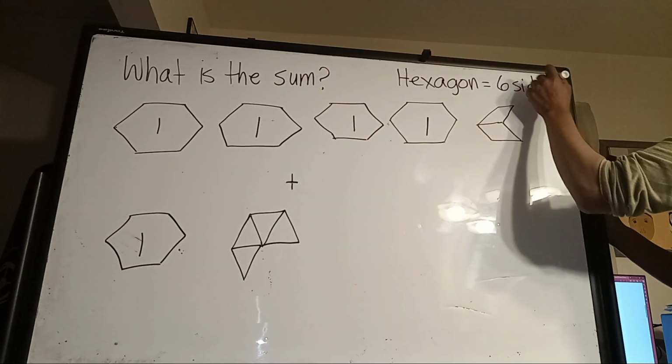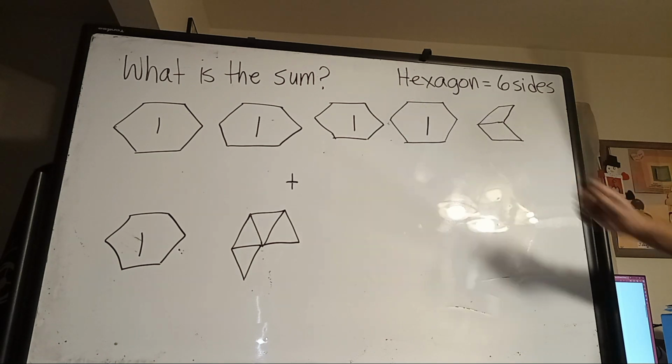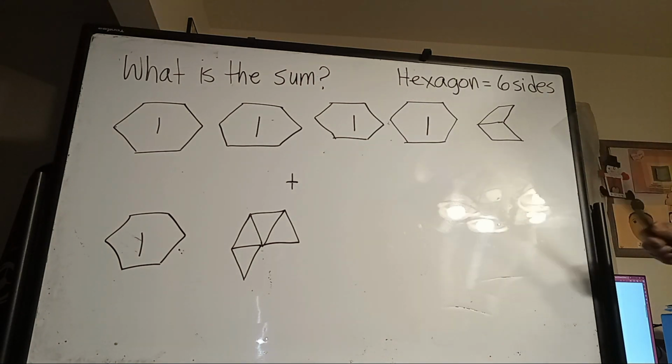And that is what you want to focus on. Geometry will be, they will expect you to know certain things like hexagon, pentagon, and so forth. So hexagon is 6 sides. Pentagon is 5. So we have 6 sides, meaning 6 angles.